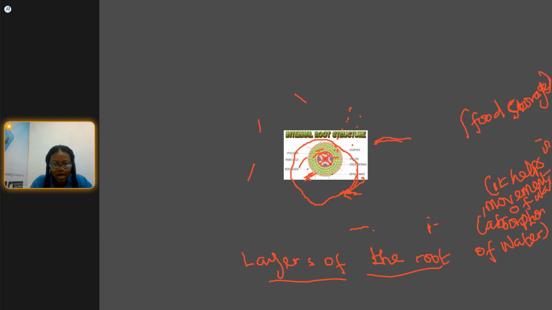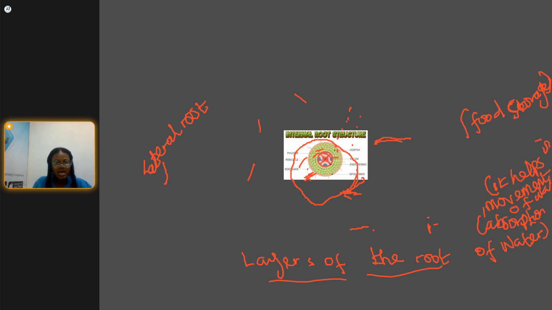So this pericycle gives rise to what we call lateral roots. Okay, lateral roots. That is what pericycle does. It helps to produce the lateral roots. So the lateral root grows outwards, just like I explained, it grows like a branch. So that is the function of lateral roots.